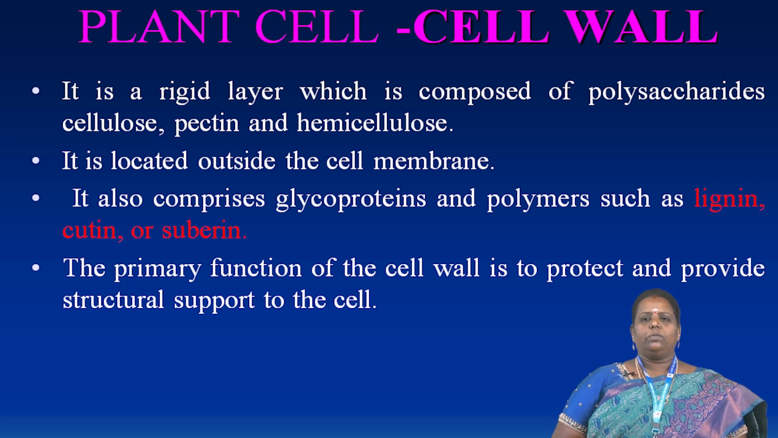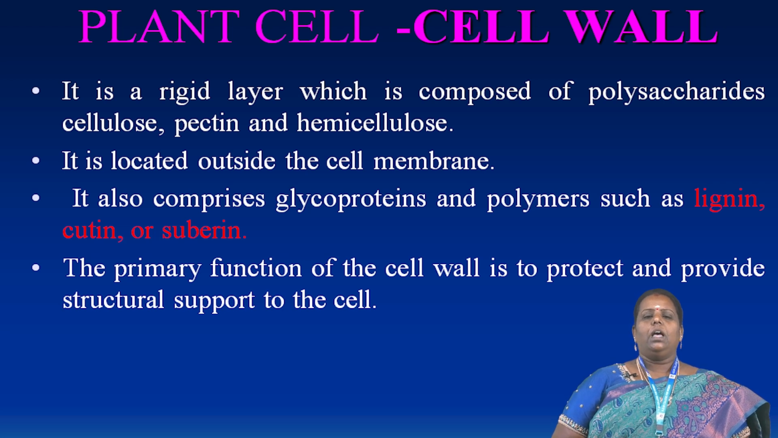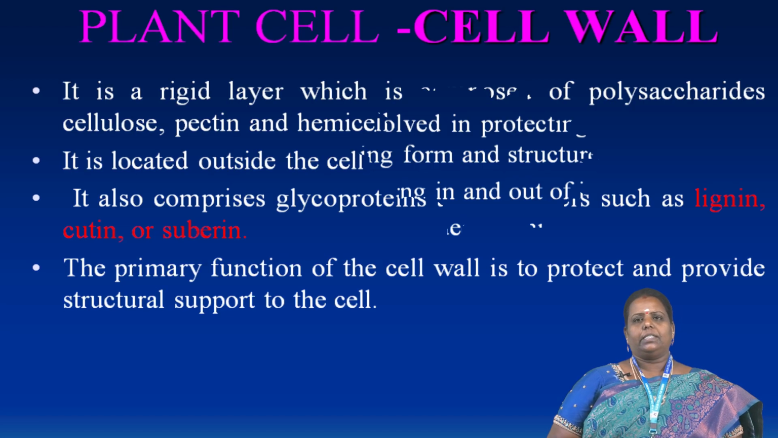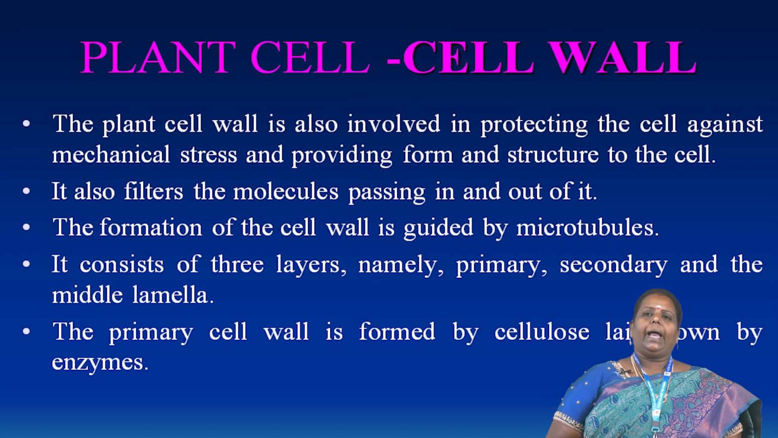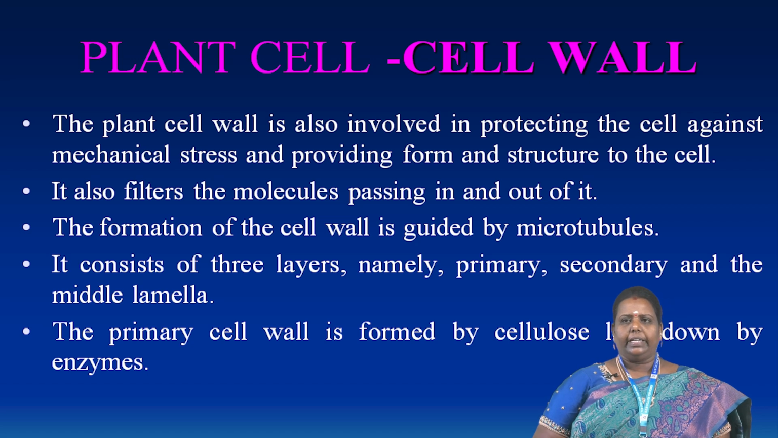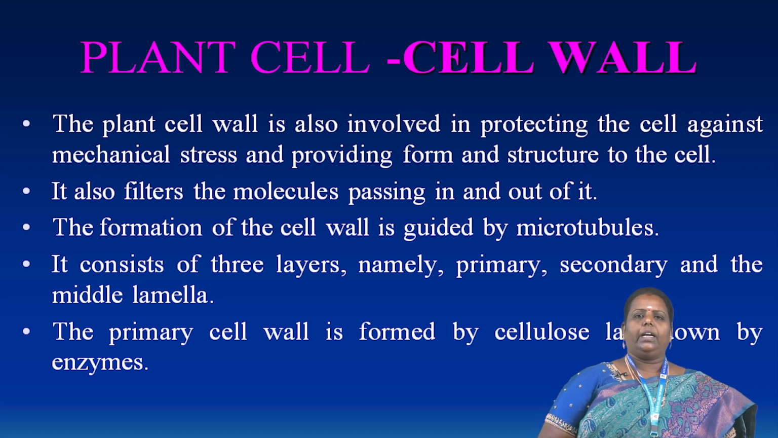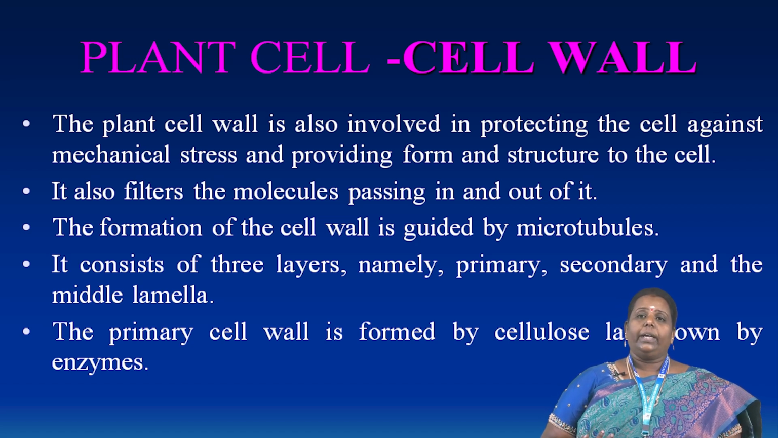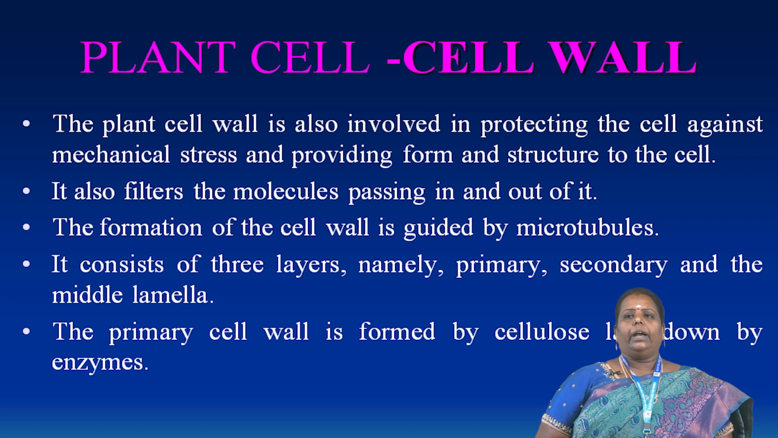What is the role of this? The primary function of the cell wall is to protect and provide structural support to the cell. If the cell wall is absent, the plant cell does not have a definite structure. The plant cell wall is also involved in protecting the cell against mechanical stress and providing structural support to the cells. If any pathological condition affects the cell, the wall acts as a barrier, and it also filters the molecules passing in and out of the plant cell.